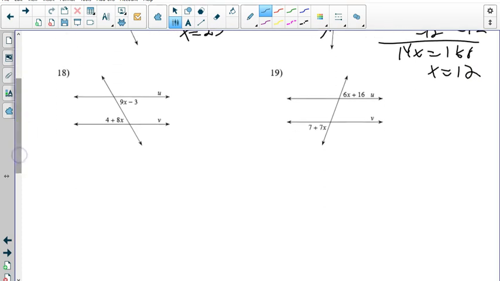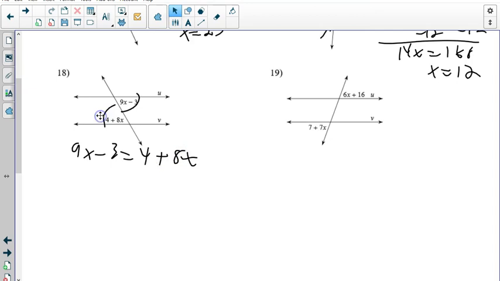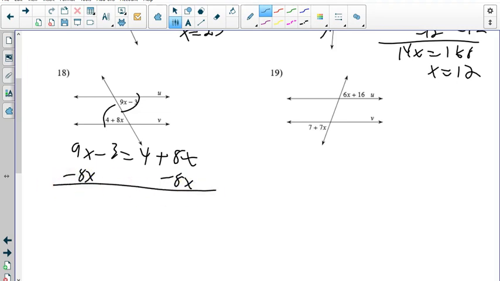Right. Acute angle, that means they're both equal if the lines are parallel. So 9x minus 3 equals 4 plus 8x. I like to keep my x's positive, so I'm going to subtract 8x. If I'm moving the numbers over here, I want to move the letters to the left and the numbers to the right. So that's x equals 7.